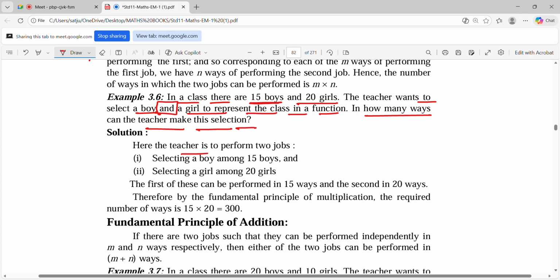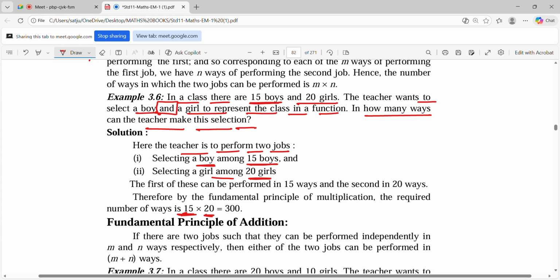Here, the teacher is to perform two jobs. One is selecting a boy among the 15, and the other is selecting a girl among the 20 girls. In how many ways can the teacher do this? Listen carefully. There are 15 boys, and from them one can be selected. So the first one can be selected from the 15. The second one can be selected from the 20.